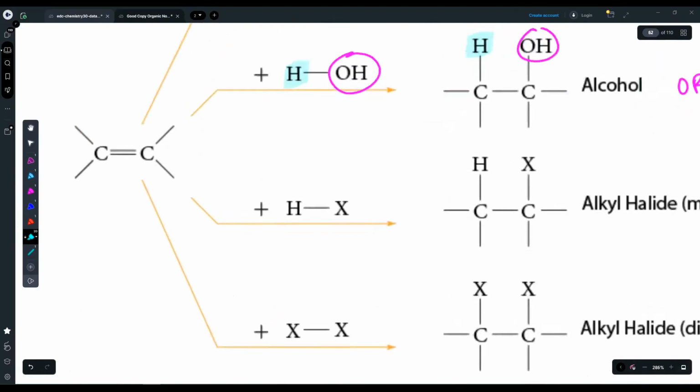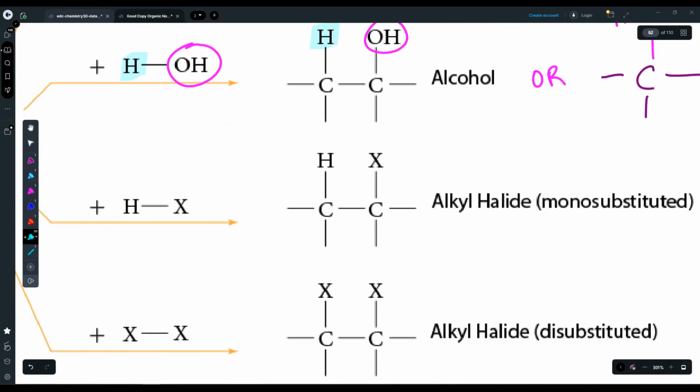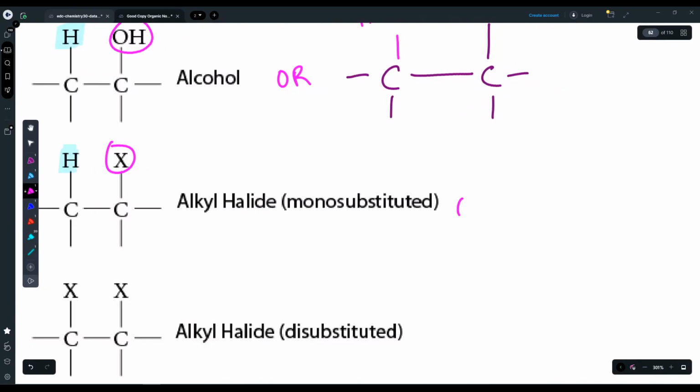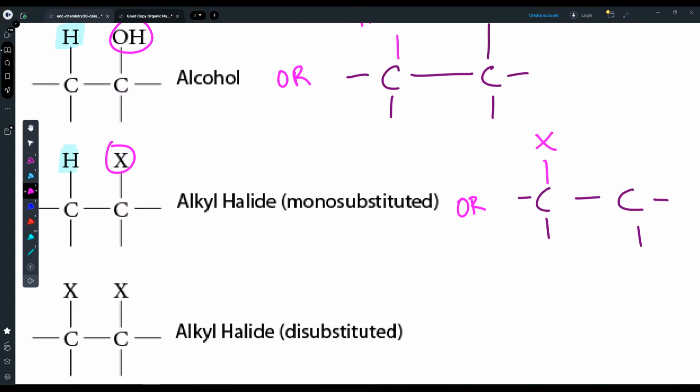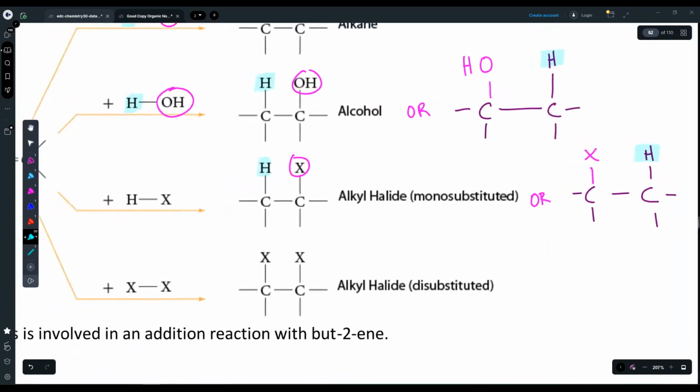Okay, so when we're adding hydrogen attached to some halogen, again, one gets attached to one side of the double bond, the other gets attached to the other side, and then we're left with a single carbon-carbon bond. Okay, alternatively, you could also get this.